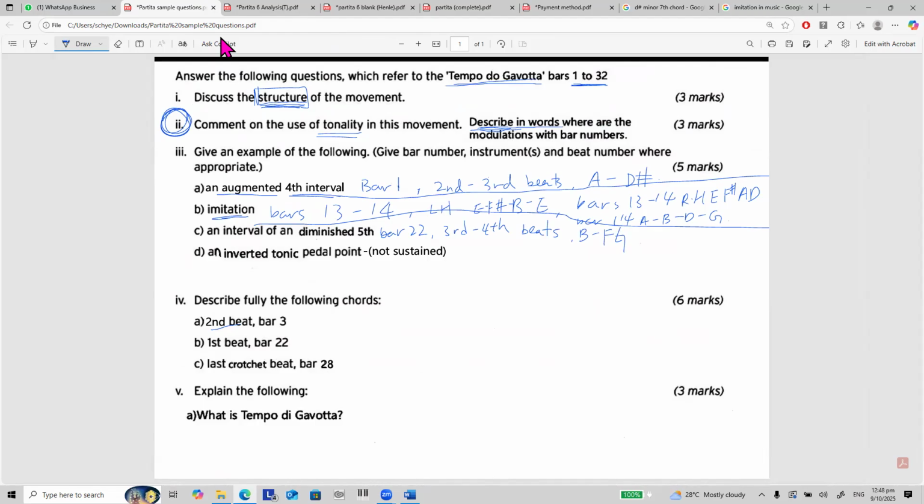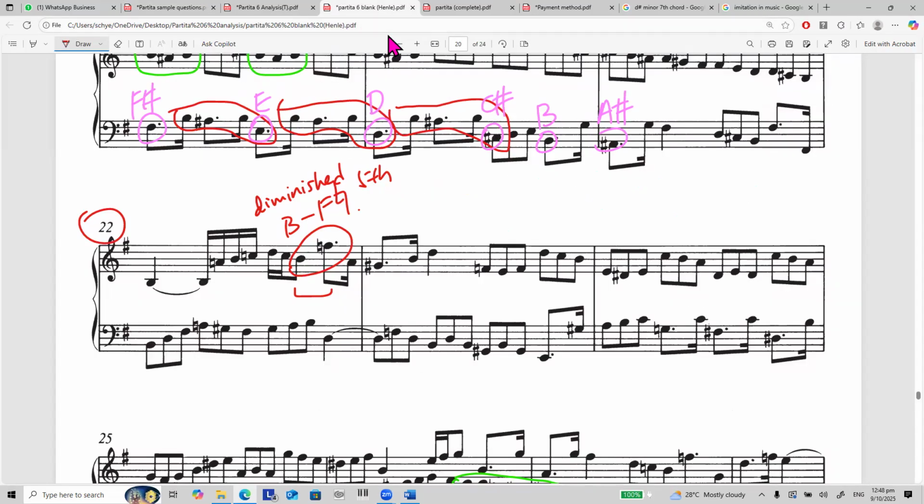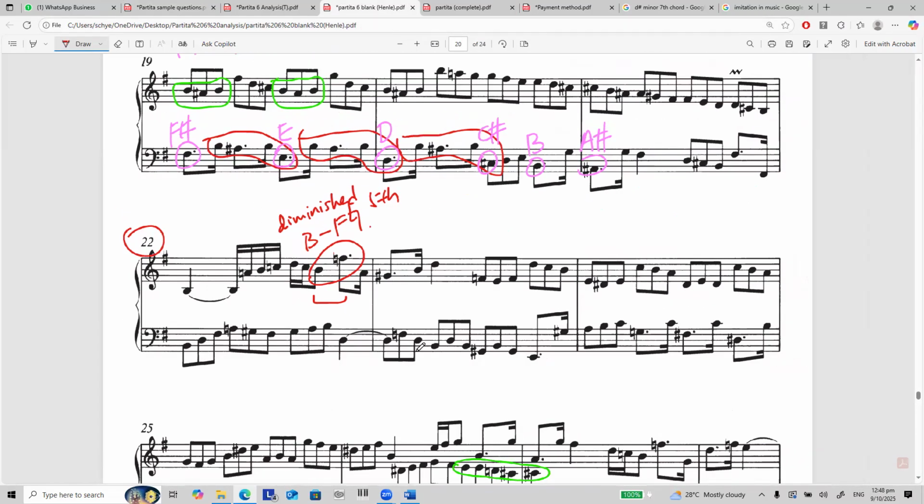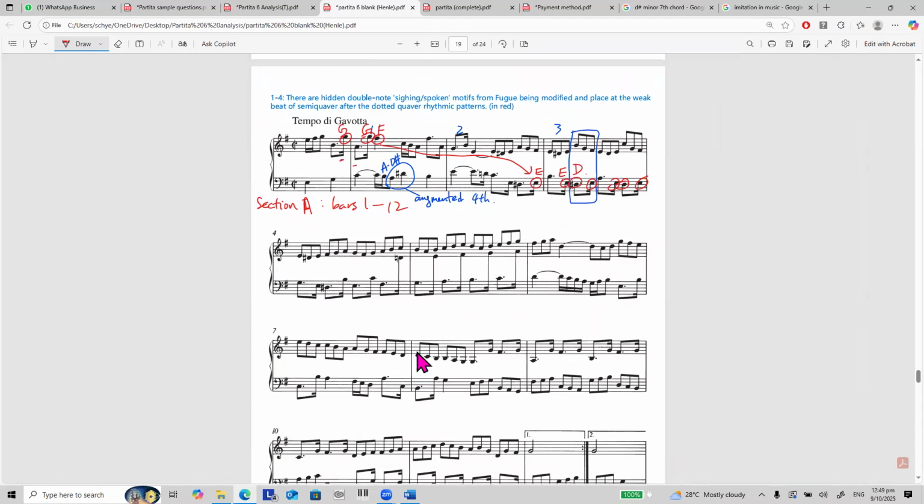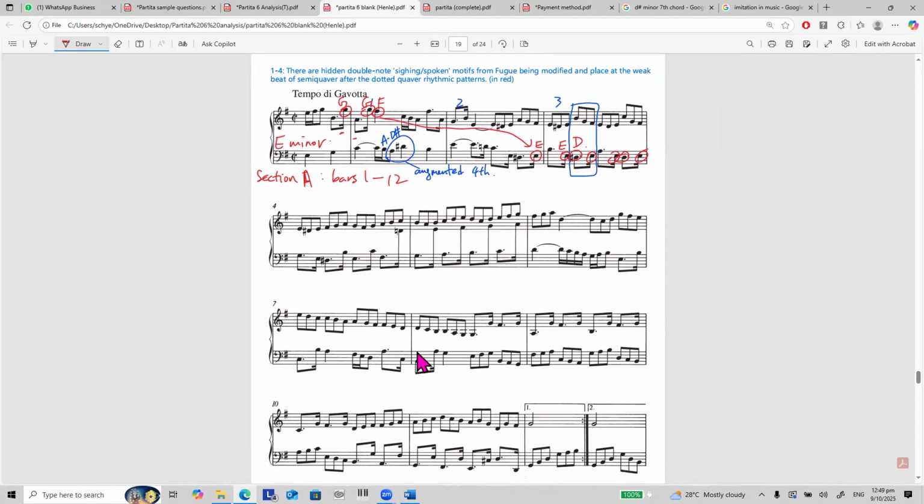And next is the inverted tonic pedal point. So what is tonic pedal? First, you must know what is the tonic key of this piece. The tonic key of this piece is E minor because it starts with E minor. So tonic pedal means the tonic note E keeps repeating itself. So look for the tonic pedal. If they just ask for tonic pedal, then you can look for the E that is at the bass.